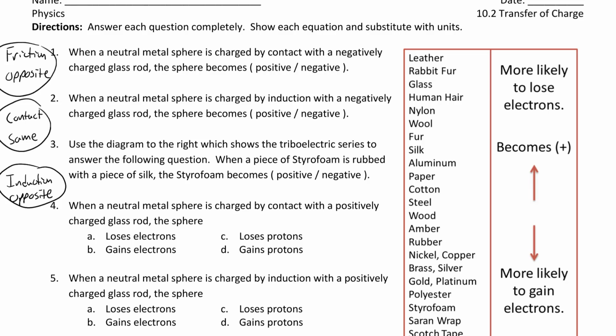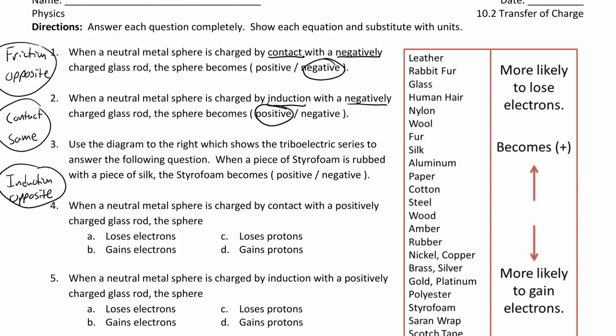Okay, number 1, when a neutral metal sphere is charged by contact with a negatively charged glass rod, the sphere becomes what? So we're charging it by contact. It's a neutral metal sphere being charged with a negative. So for contact, it's going to be the same. So it's going to be negative. When a neutral metal sphere is charged by induction, so it's induction and it's a negatively charged glass rod, it's going to be opposite, so positive.